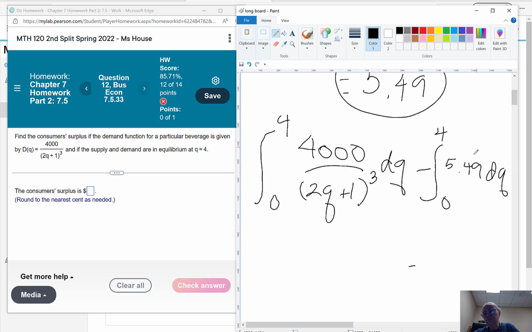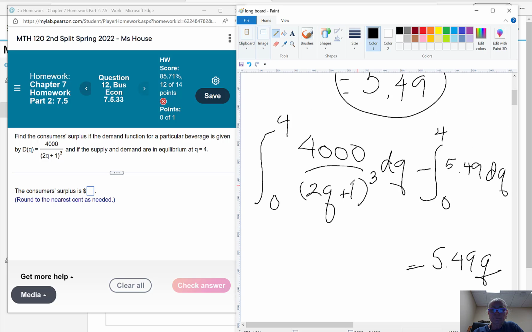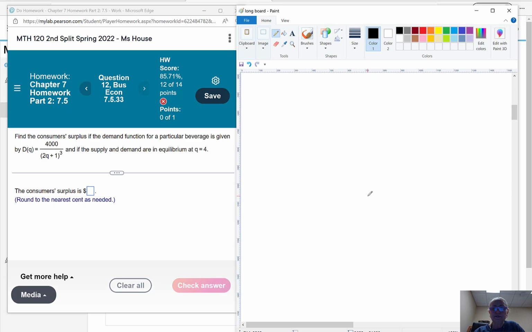All right, now this one's going to be easy. It's just going to be minus 5.49 q, right? Because that's a constant and the variable is q. And then this one, I'm going to have to do u substitution. So I'm going to go down here. I'm going to let 2q plus 1 be my u.